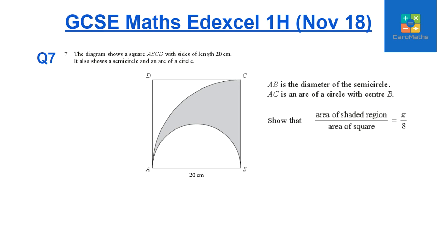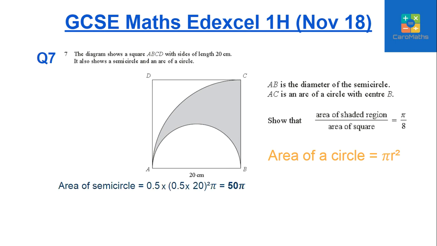And in order to work that out, firstly, you need to know the formula of the area of a circle, and that is pi times r squared. So let's begin by working out the area of the semicircle. Well, that's a half times (20 over 2) all squared times pi, which gives us 50 pi. The first half is because it's not a whole circle but just a semicircle, and the second half, which is times by 20, is because 20 in this case is the diameter, but we want the radius, so we need to halve the 20 to get to the radius.